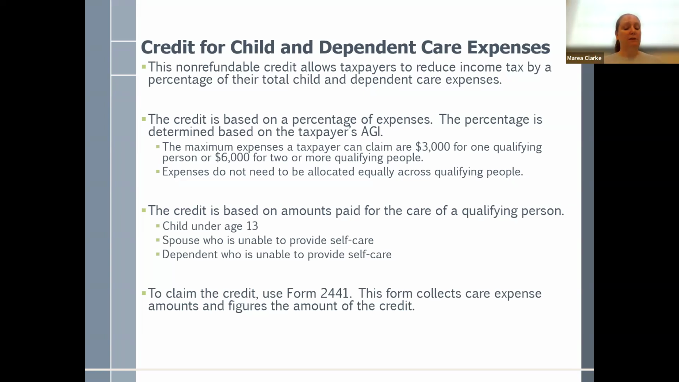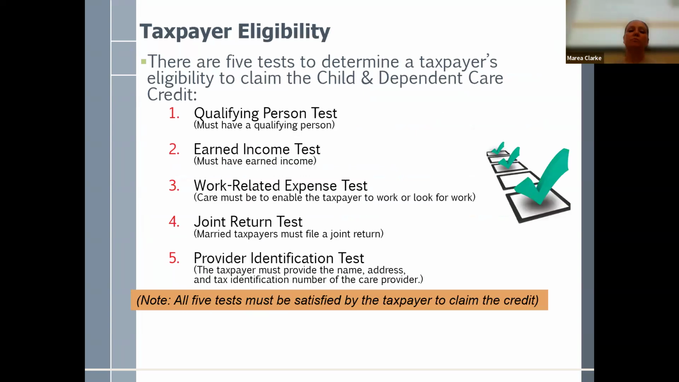There are some other limits. There's an age limit: they must be under 13 years of age if they're a child. If it is a spouse, they must be unable to provide self-care, or another dependent of any age who is also unable to provide self-care, which generally means they can't be left alone. They have to have somebody with them. This is prepared on Form 2441. It collects the expense amount and fills out the credit information.